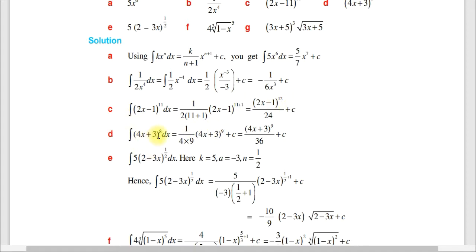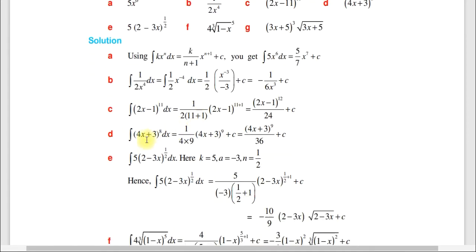Next, the integral of 4x plus 3 to the power of 8 with respect to x equals 1 over 4 times 9 into 4x plus 3 to the power of 9 plus c. Here 4 is the value of a, and 9 is n plus 1. n is 8, and 8 plus 1 is 9. 4 times 9 is 36. So it becomes 4x plus 3 to the power of 9 over 36 plus c.